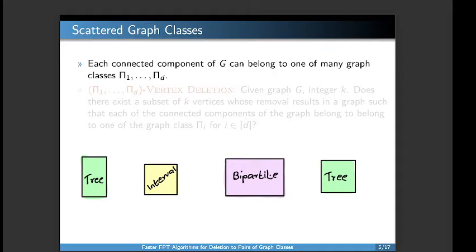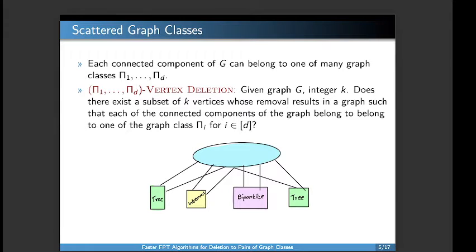We'll be looking at this notion of scattered graph class, where each connected component of the graph belongs to some graph class pi 1 to pi d. For example, in the picture, we have a graph with four components, where the first component is a tree, the second component is an interval graph, the third component is bipartite, and the fourth is a tree. So this is a scattered graph class where the graph classes are tree, interval, and bipartite. And we are looking at the vertex deletion problem corresponding to this scattered graph class, where you delete some k vertices such that in the rest of the graph, each connected component belongs to at least one of the graph classes pi a.